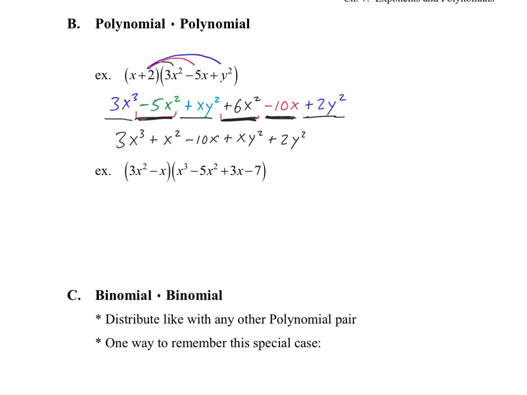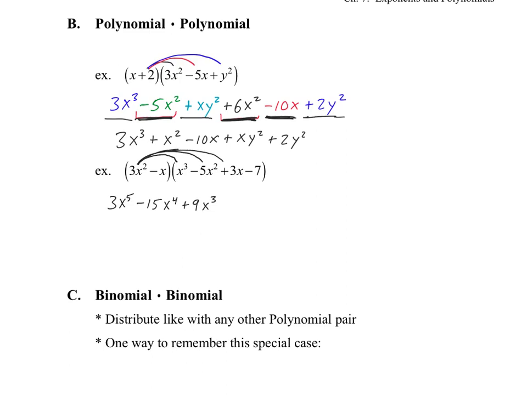All right, next one. We'll just go through and do it in a similar way. So I'm going to start and say I have my 3x squared times x to the third. So 3 times 1 is 3. X squared times x to the third is x to the fifth. Then I have 3x squared times a negative 5x squared. So positive 3 times negative 5 gives me minus 15, or negative 15. That'll be an x to the fourth. Then positive 3x squared times positive 3x gives me positive 9x to the third.